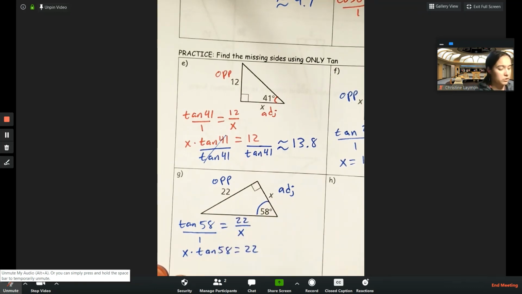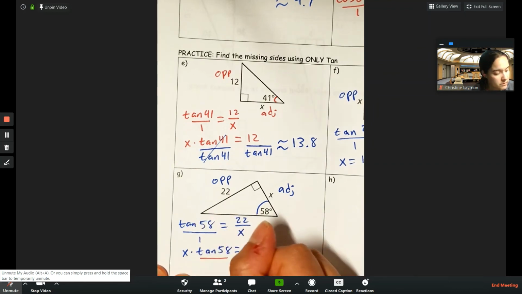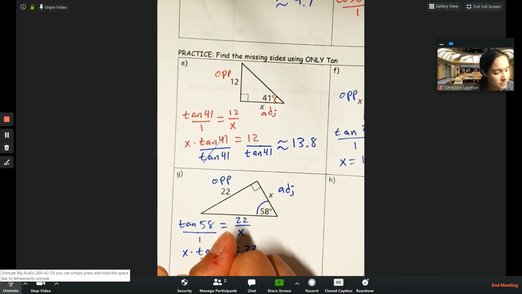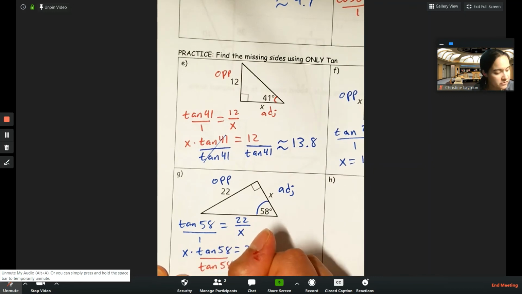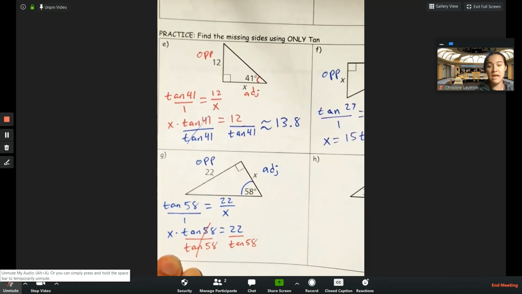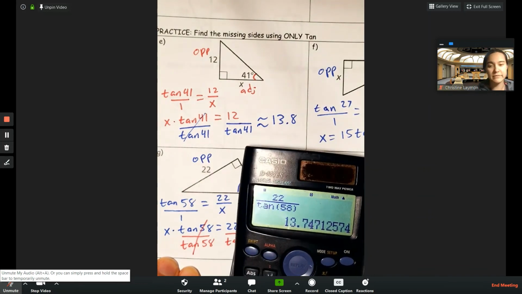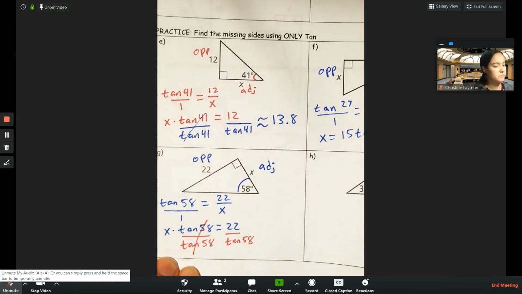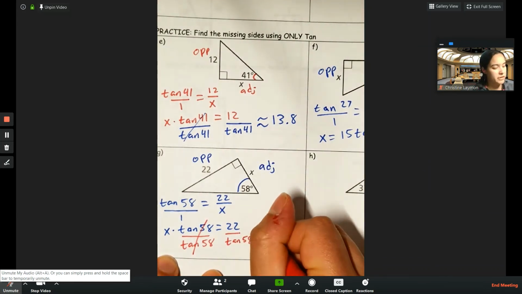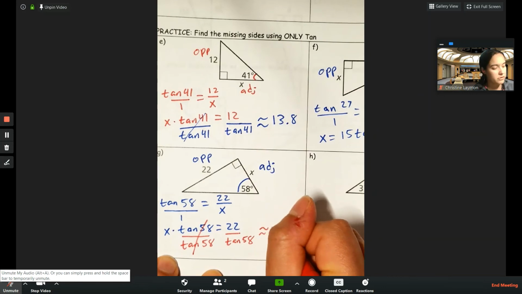I'm going to go ahead and divide both sides by the tangent of 58. Again, that's part of my properties of equality. Okay, so those are gone. Now I'm just typing that fraction into the calculator. 22 divided by tan 58. 13.7. So this final answer here is approximately 13.7.